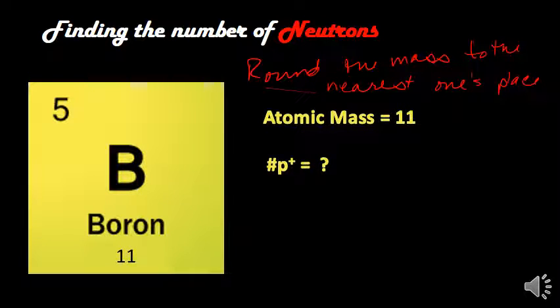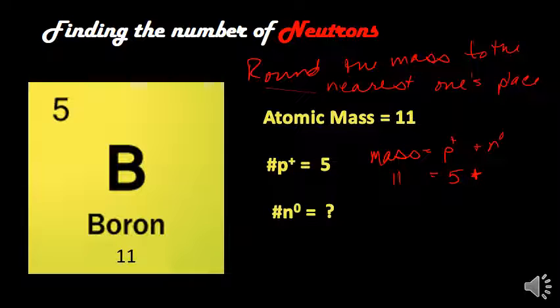How many protons does boron have? 5. So how many neutrons will this guy have? Well, the formula says, remember, mass is equal to protons plus the neutrons. And the mass here is 11. The number of protons is 5. Whoops, that should be a plus sign. Plus neutrons. So how many neutrons? 6. Yay, we're done.